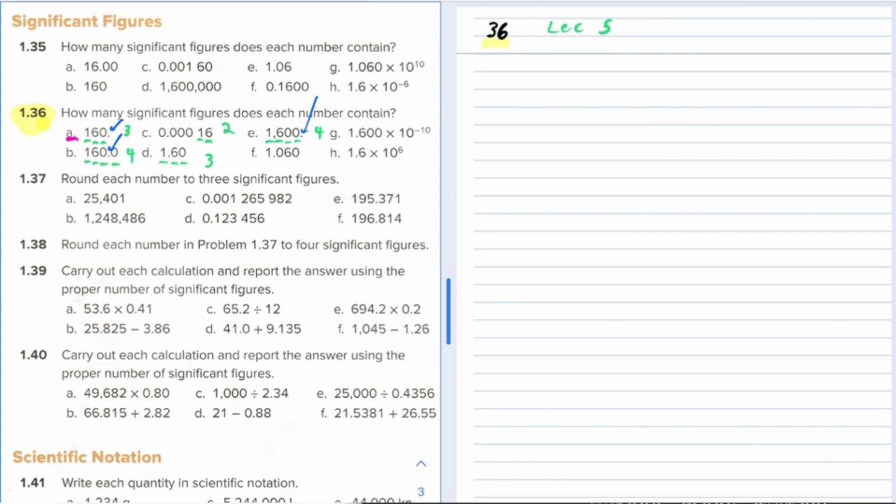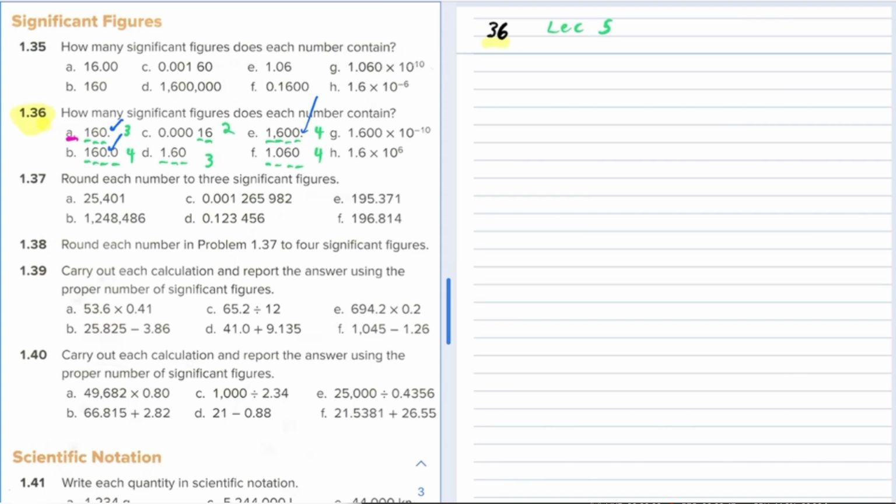And then F, 1, 2, 3, 4. You count that last 0. You always count interior zeros if they occur between two non-zero numbers. You always count those, but you count this last 0 because again you see the decimal point. So this is a 4 sig fig number again.